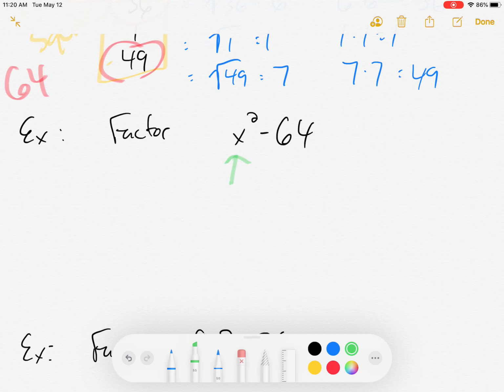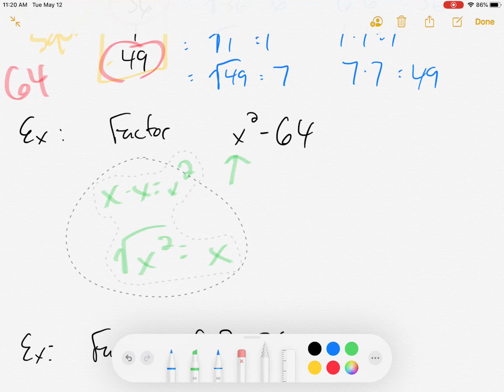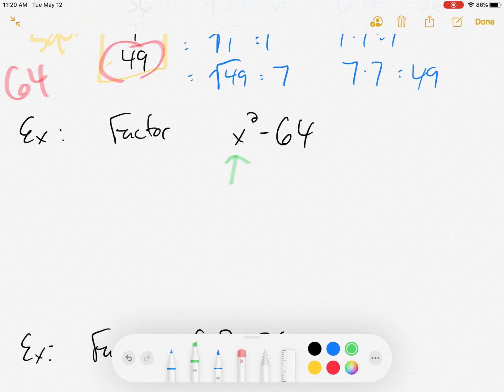And how do you know it's perfect squares? Well, x squared is a perfect square because x times x is x squared. So the square root of x squared is just x. And we also know that 64 is a perfect square because it's on our perfect square sheet. So what we do is we are subtracting two perfect squares.